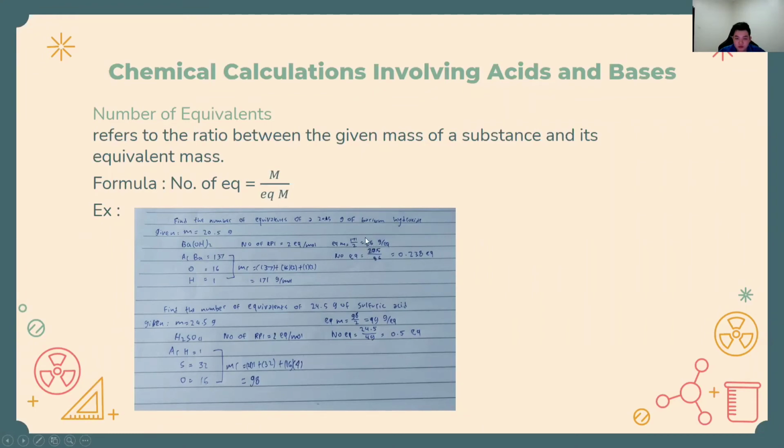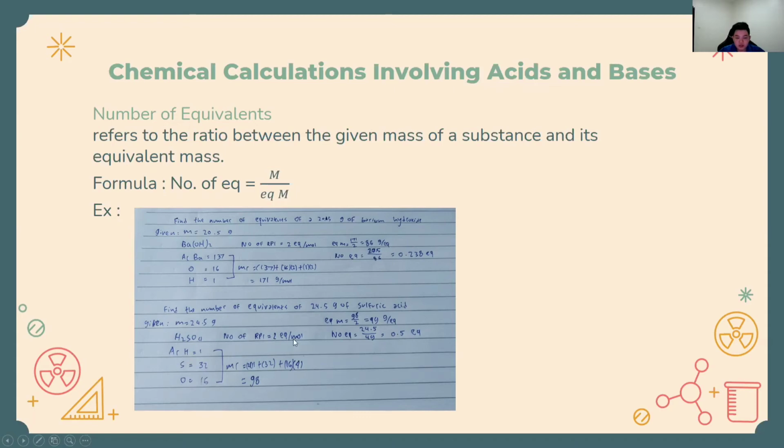We round off to 86, and then number of eq will be m per EQM, which is 20.5 per 86 equals 0.238 eq. Second example. Find the number of equivalents of 24.5 gram of sulfuric acid. Given the mass is 24.5 gram, the substance is H2SO4. We find the Ar first. H is 1, S is 32, O is 16.